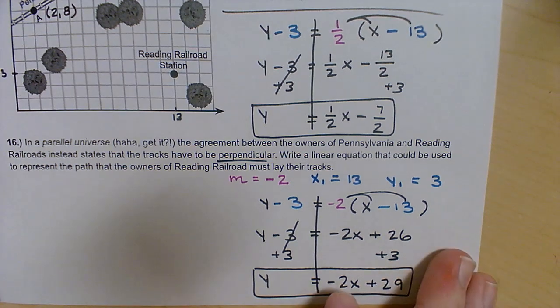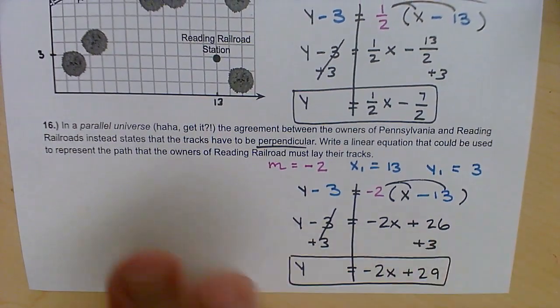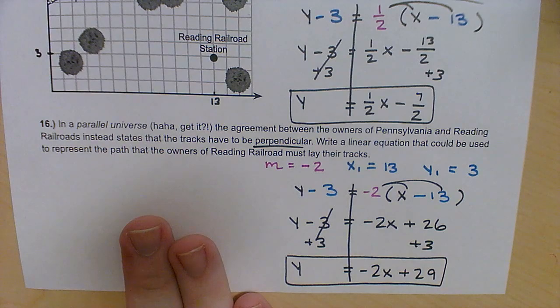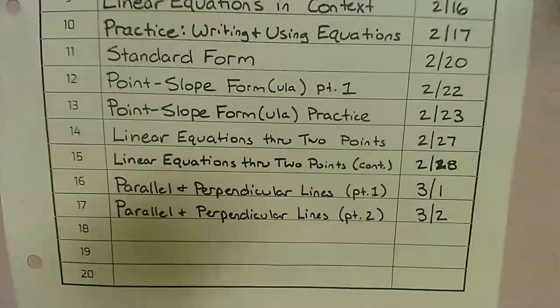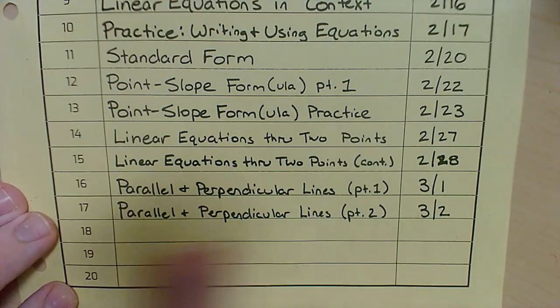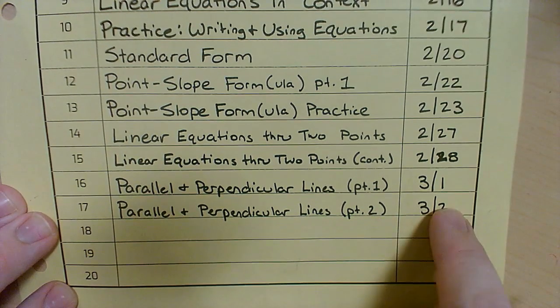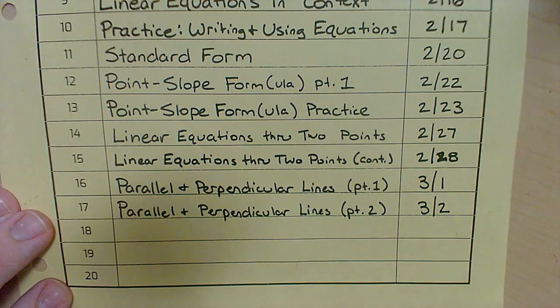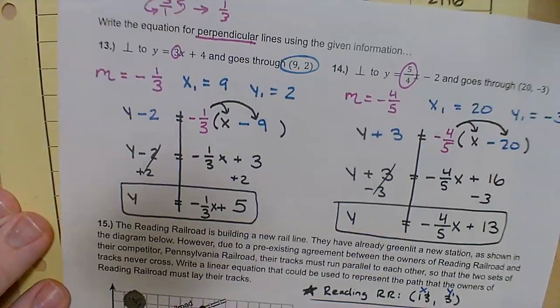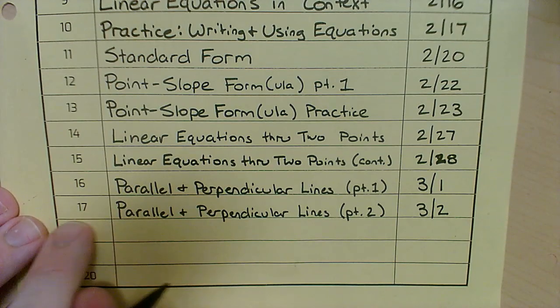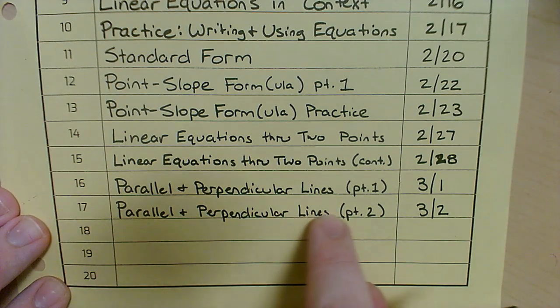Okay, so I need you to do me a favor. Put this paper in your binder at the end of chapter 3, so after yesterday's notes, okay? And then while you're in your binder, go to the chapter 3 table of contents and write down parallel and perpendicular lines part 2 with today's date on it, 3/2. So again, put this paper in your binder at the end of chapter 3, and then in your chapter 3 table of contents, lesson 17, parallel and perpendicular lines part 2.